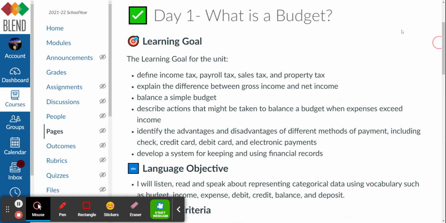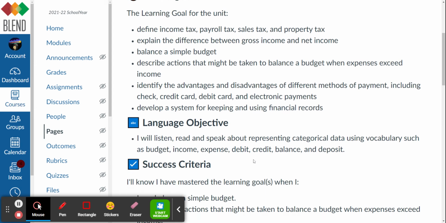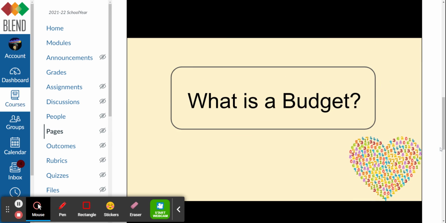A couple things for this unit: we're going to figure out what income tax is, payroll tax, sales tax, property tax, and the difference between gross income and net income. We're going to learn how to balance a simple budget, and identify the advantages and disadvantages of different types of payment, including check, credit cards, debit cards, electronic payments, and then developing a system for keeping and using financial records. So that's a lot of words to say. We're going to figure out some stuff about money.